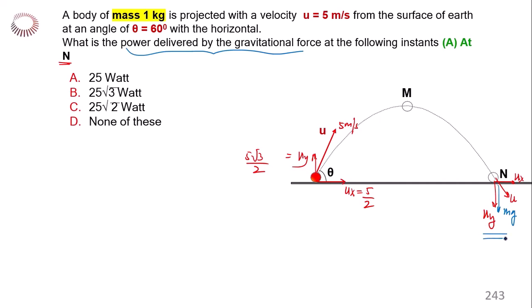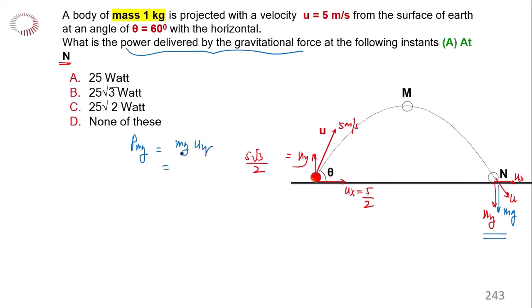So only mg will give the power, but ux will not give the power. Why? Because ux is perpendicular to mg. So power by mg is equal to how much? Only mg into uy.